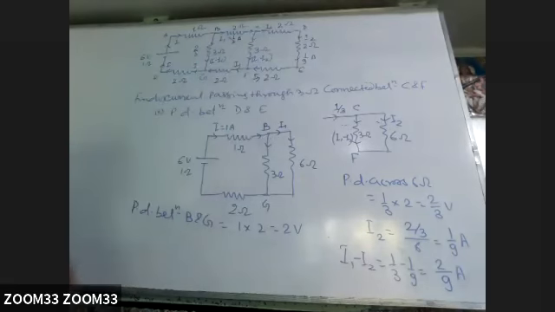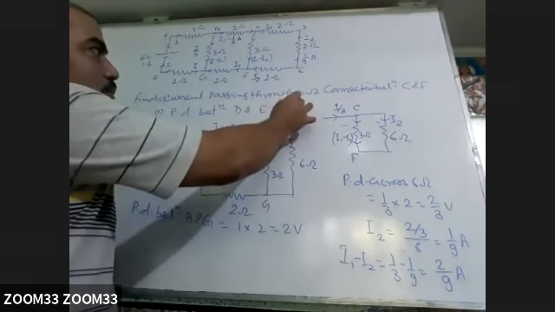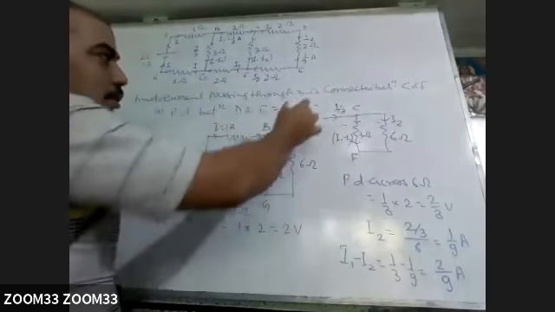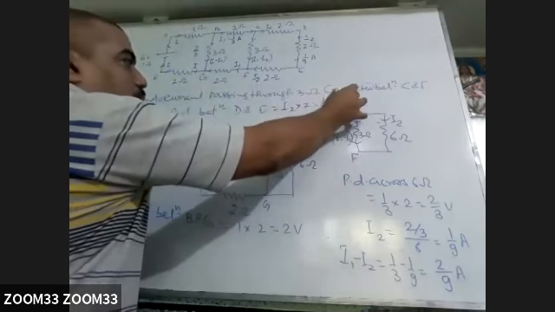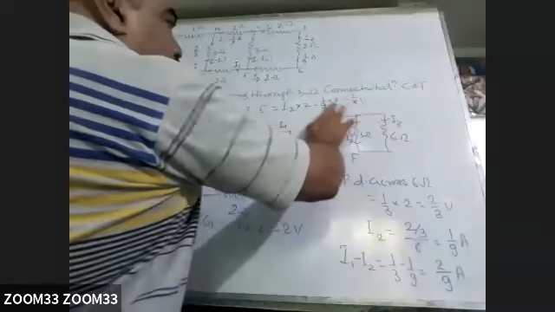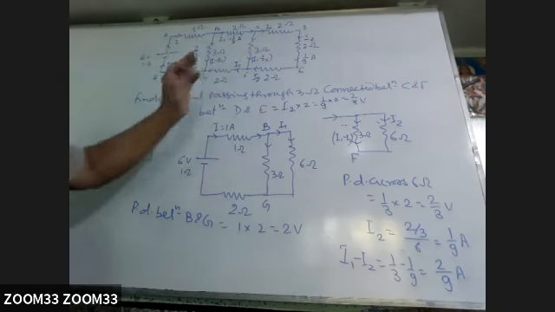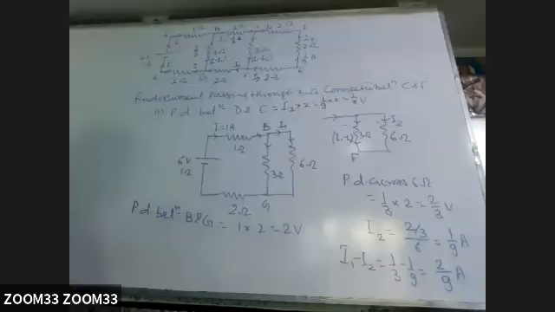What is the potential difference between D and E? What will come? So this is I2 into 2. So 1/9 into 2, that is 2/9 volt. When we practice this way, it will take less time. Otherwise we'll write 3 equations, find I1, I2, I3, and then whatever is asked, you will find. So it will take a little more time. So we'll prepare this one only.